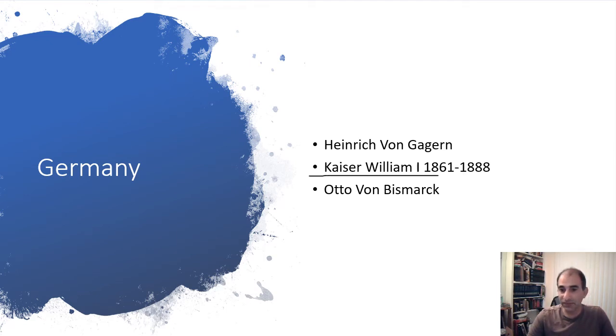Who is Kaiser Wilhelm I? And be careful, you are going to get a Kaiser Wilhelm II. You don't want to mix them up. And so this is where Roman numerals matter. And then Otto von Bismarck, I'll talk about too here in a second. So Kaiser Wilhelm I, he is the leader of Prussia. He's the Kaiser of Prussia.